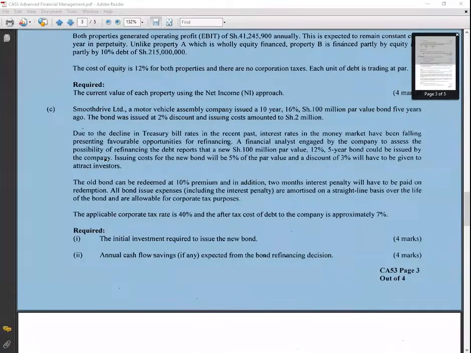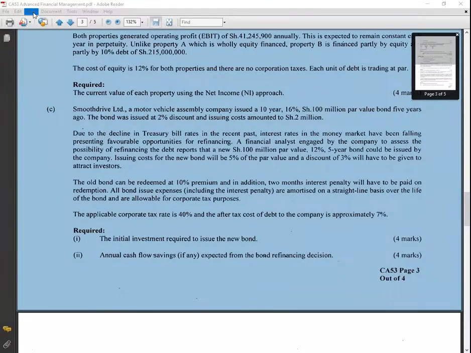And then we have the issue of the issuing cost per annum. What do we have here for the new bond? What have they told us? They have told us a 5-year bond could be issued by the company. Issuing cost for the new bond will be 5% of the par value, which is 100.